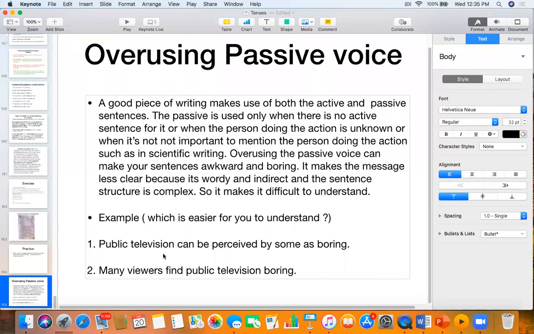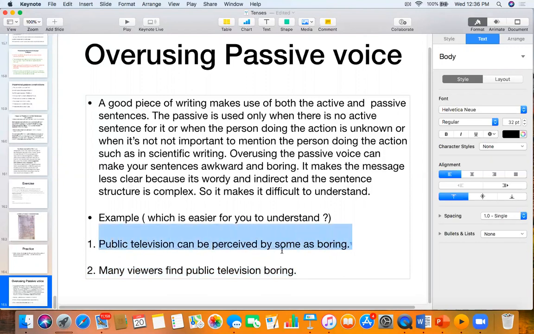So now here, look at this. Public television can be perceived by some as boring, or many viewers find public television boring. The first one or the second one? The second one is easier because this is an active sentence. See, it's shorter. The first is long and full of words, very wordy. And the structure is also very complex, so it's more difficult to understand.